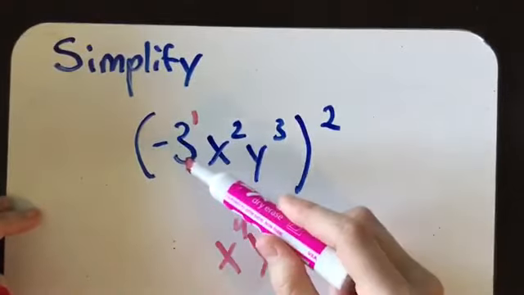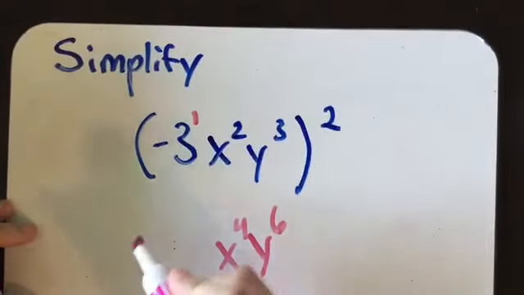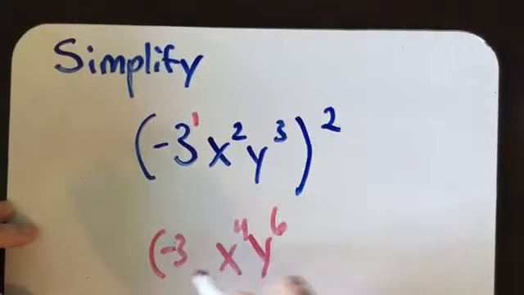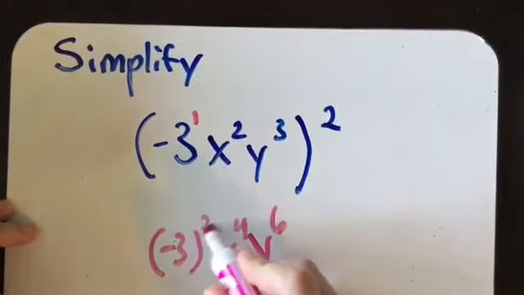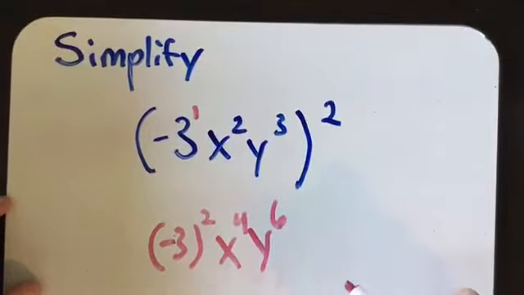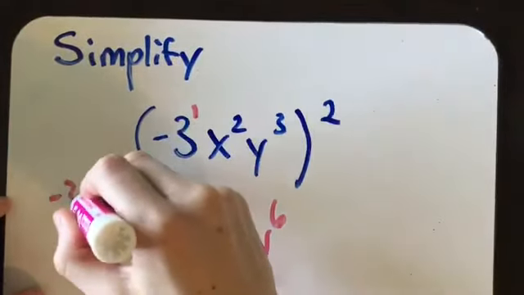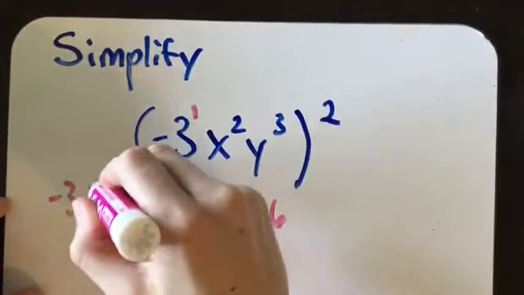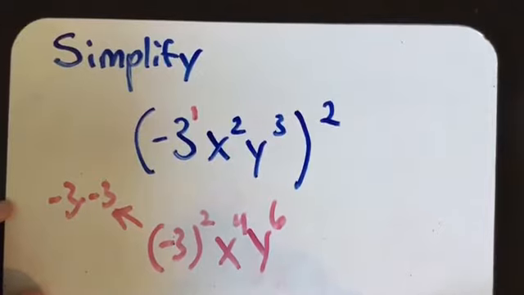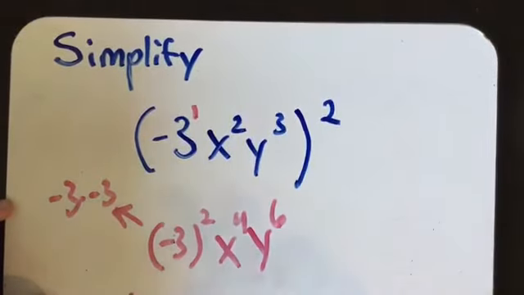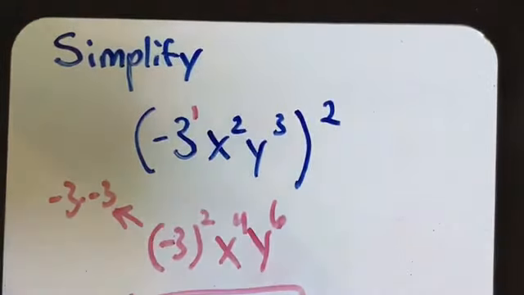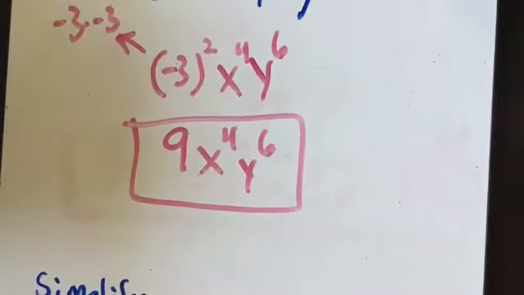Now with this negative 3, remember, we have to put that in parentheses here, because when that's expanded, that's negative 3 times negative 3. Okay? Then as we simplify, right, we need to know that that's really negative 3 times negative 3, which gives us a positive 9. So we have positive 9, x to the 4th, y to the 6th. 9x to the 4th, y to the 6th.